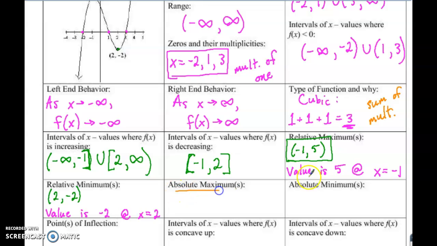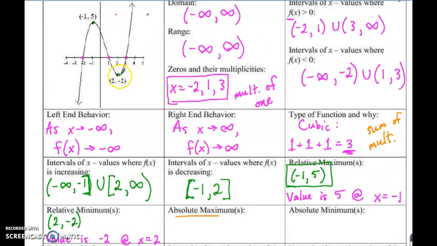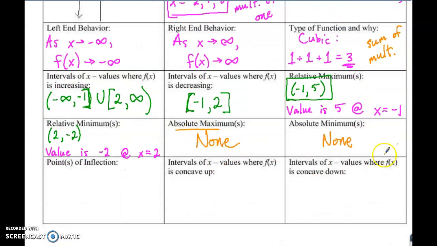Now, the absolute is the absolute lowest. So is negative 2 the absolute lowest? No. It goes infinitely down. So there's none. What about an absolute? Oh, whoops, I did min already. Now the absolute max, is this the highest point? No, it goes higher to the right. So that one is still none. I was just looking at the wrong thing.